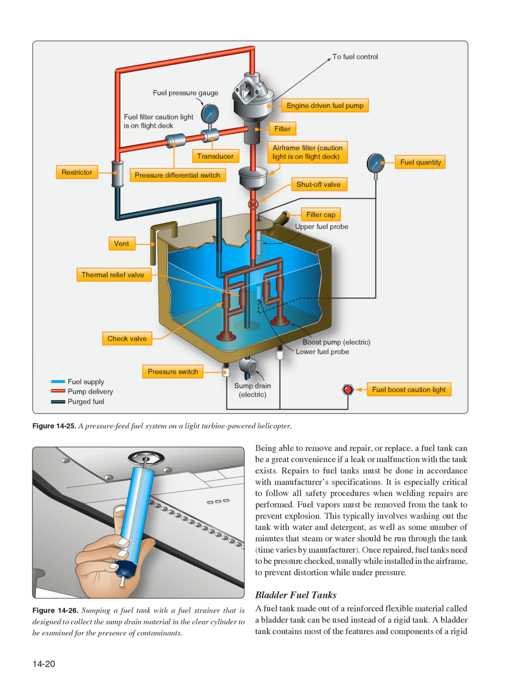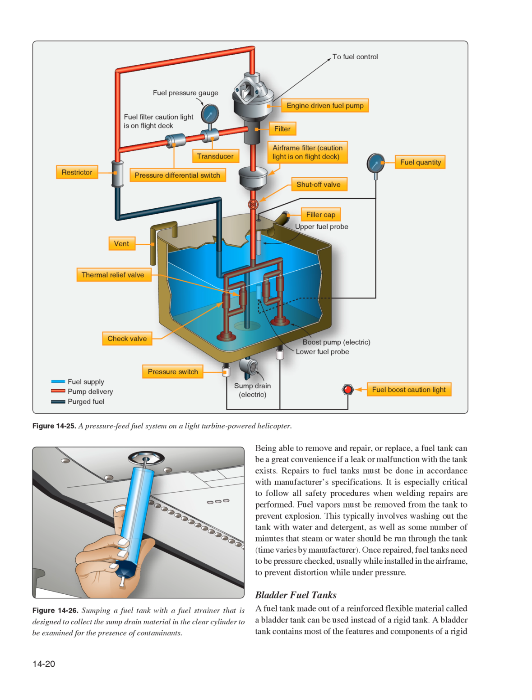Time varies by manufacturer. Once repaired, fuel tanks need to be pressure checked, usually while installed in the airframe, to prevent distortion while under pressure. Bladder fuel tanks. A fuel tank made out of a reinforced flexible material called a bladder tank can be used instead of a rigid tank.